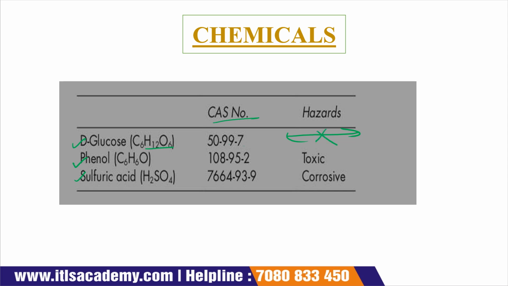Phenol has the chemical formula C6H6O, CAS number 108-95-2, and the hazard related to this chemical is that it is toxic in nature, so we have to avoid contact with the phenol. The next one is sulfuric acid, with chemical formula H2SO4 and CAS number 7664-93-9. The hazard related to sulfuric acid is that it is corrosive in nature. So these are the chemicals and the hazards associated with them that are used in this experiment.